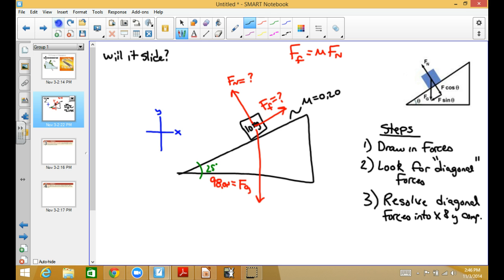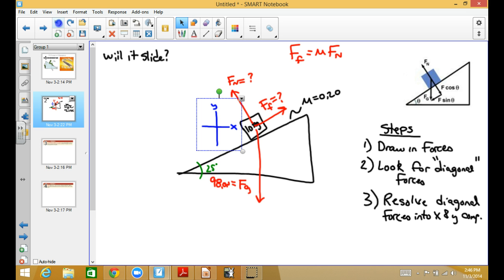Now, just like we're free to pick which direction is positive, we as physicists are free to pick what way do I want to view the problem, which way do I want to be horizontal and which way do I want to be vertical. And it turns out the easiest way to do this problem is to rotate your reference so that the x-axis, the horizontal axis, is perfectly parallel with the surface of the incline.